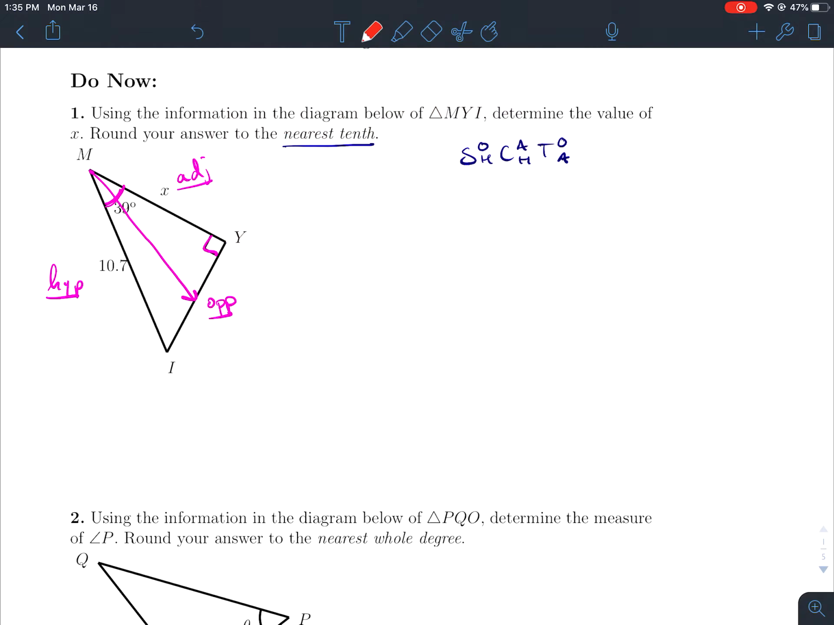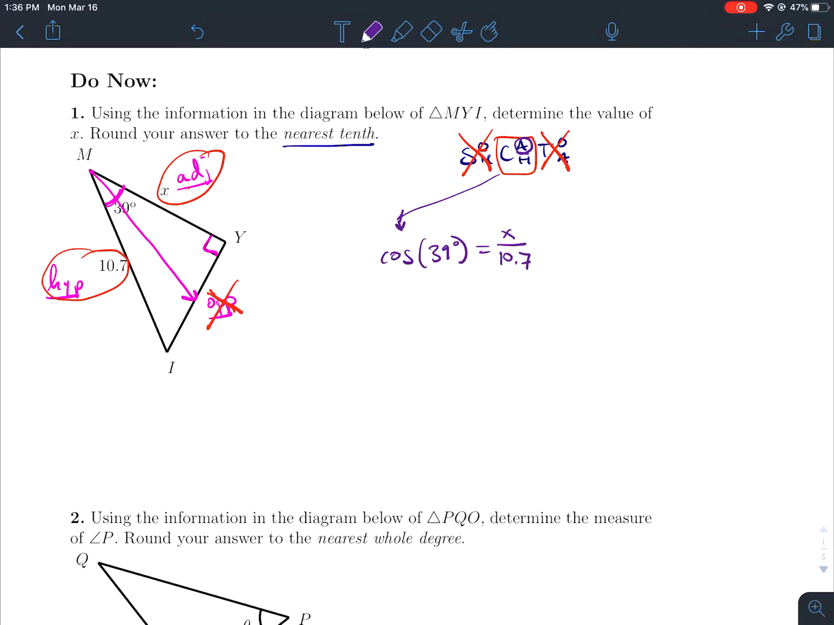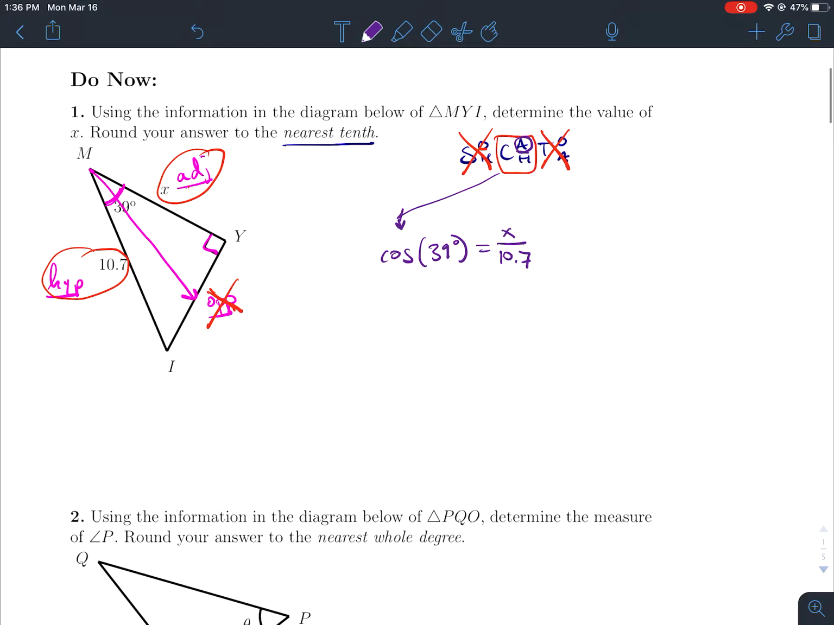Okay, so looking at what we've got here, we've got our angle, we've got our adjacent, we've got our hypotenuse, and we don't have the opposite, so we're going to cross that one out. So we're going to avoid all of the formulas that have an O for opposite. So cosine looks like it's the one that we want to use, because that uses adjacent and hypotenuse. So let's set our formula up. The cosine formula will be cosine of the angle, which is 39 degrees this time, equals adjacent, that's what the A is for here, which is x divided by 10.7, which is the hypotenuse. Lastly, we just need to solve for x.